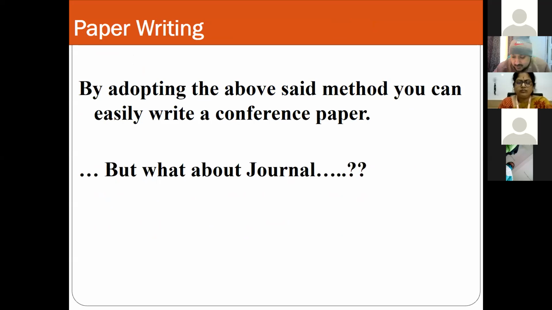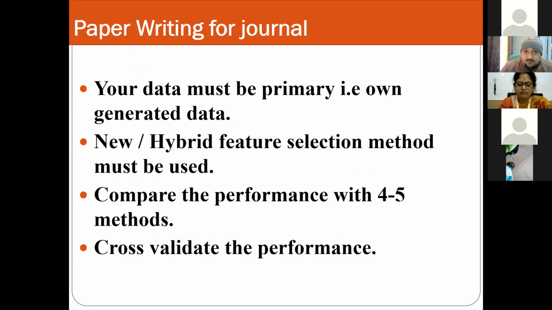But when you go for the journals, in that case what you have to check. First one, your data must be primary or your own generated data. Second one, you have to generate your new novel classification technique, or clustering technique, or you have to develop some association rule mining algorithms, or some hybrid feature selection methods. And then you have to compare at least 4 to 5, but we will not mention the 4 to 5. Now the scenario has changed also.